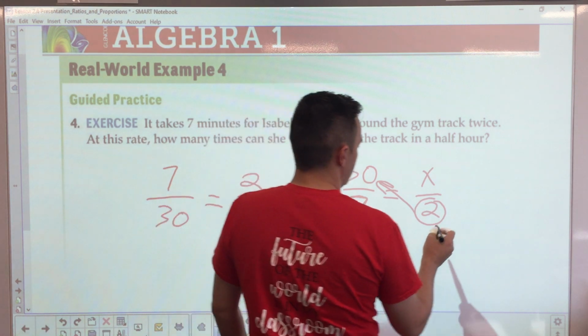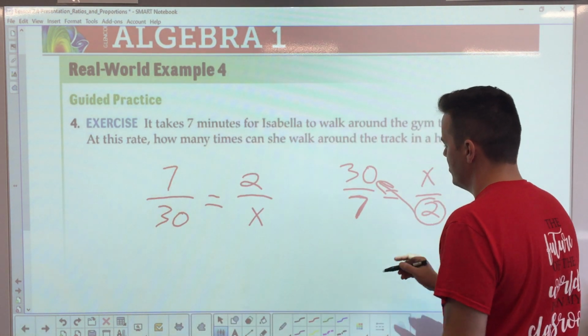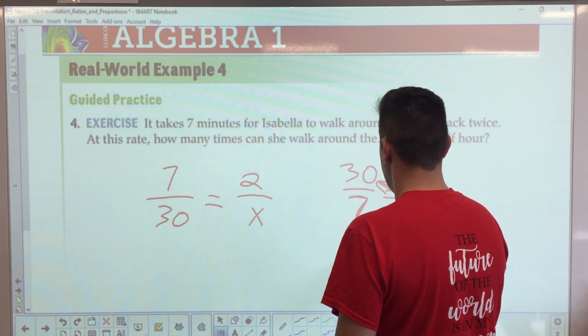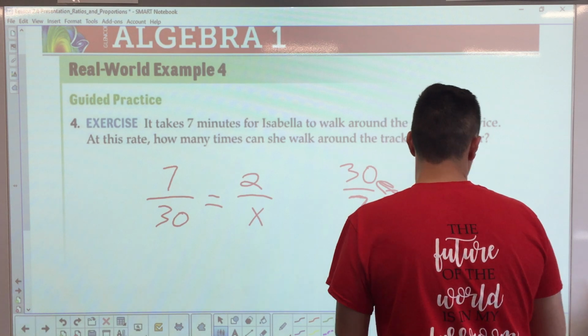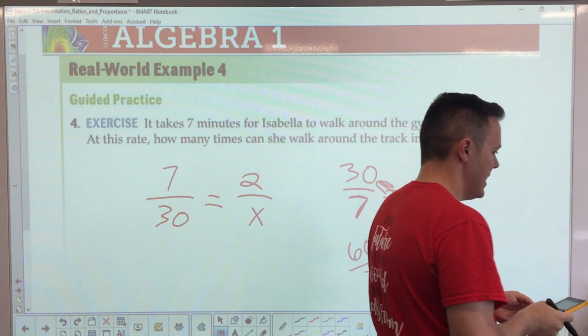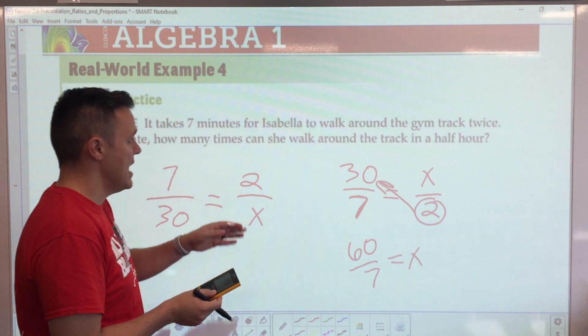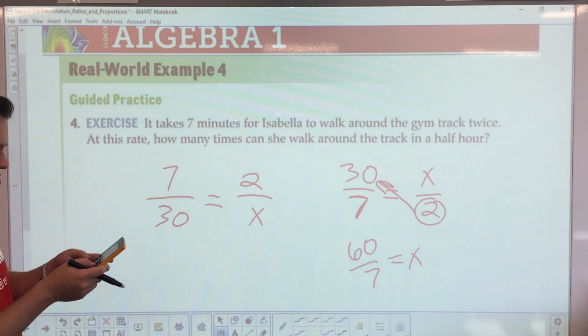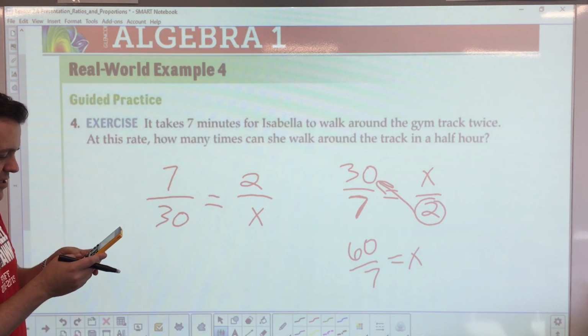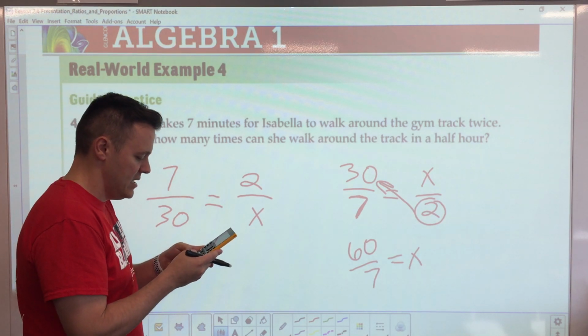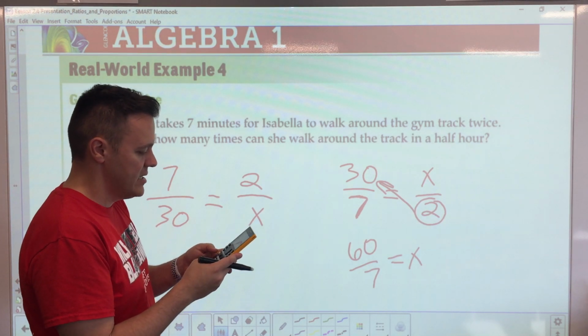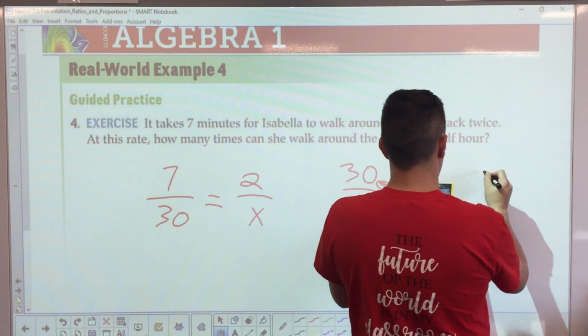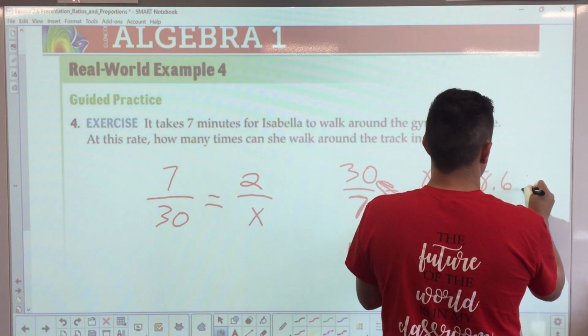That goes over there. So you would have 30 times 2, which is 60. 60 over 7 is x. If you want to simplify it out, make sure, because it's asking you how many times you walk around the track, you do not want to leave this one as a decimal, so it'd be 60 divided by 7, and that equals, she walks around the track 8.6 times.